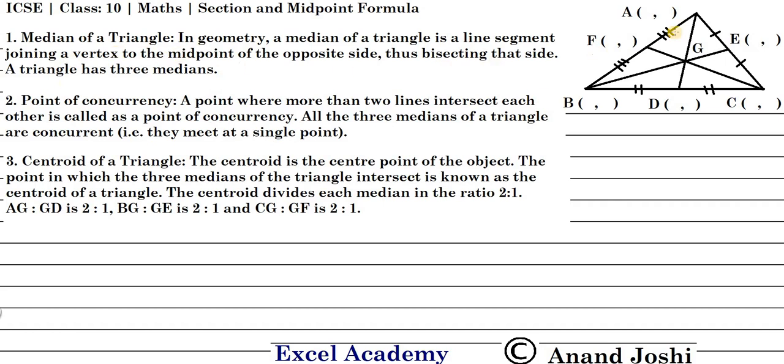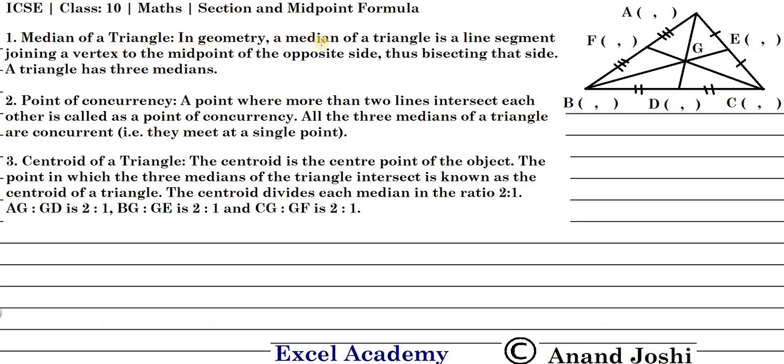Okay, so here I have drawn a sketch of triangle ABC. It could be any triangle, it could be scalene, equilateral, isosceles, or right angle. It doesn't matter what type of triangle it is. So I have marked the midpoints of all the three sides. So D is the midpoint of BC, E is midpoint of AC, and F is the midpoint of AB, for instance. Okay, so what is a median of a triangle?